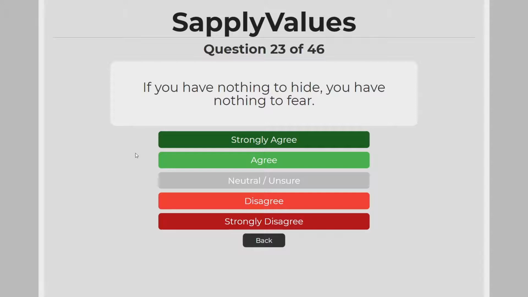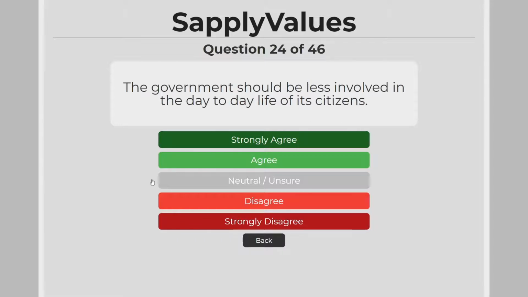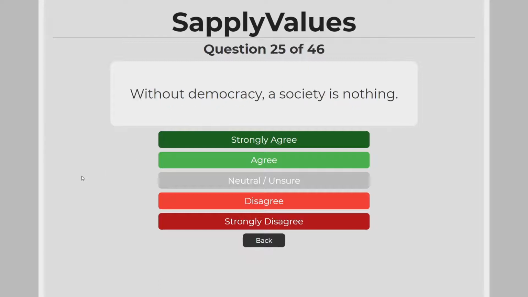If you have nothing to hide, you have nothing to fear. I would strongly disagree with this. Basically, my take is that you can be doing nothing wrong, but you could be a little bit different than the others. And if the government is spying on everyone and you're a little bit different, then they could maybe put a flag on your head or put you on a list somewhere. So I'd strongly disagree with this. The government should be less involved in day-to-day lives of its citizens. I would strongly agree with this.